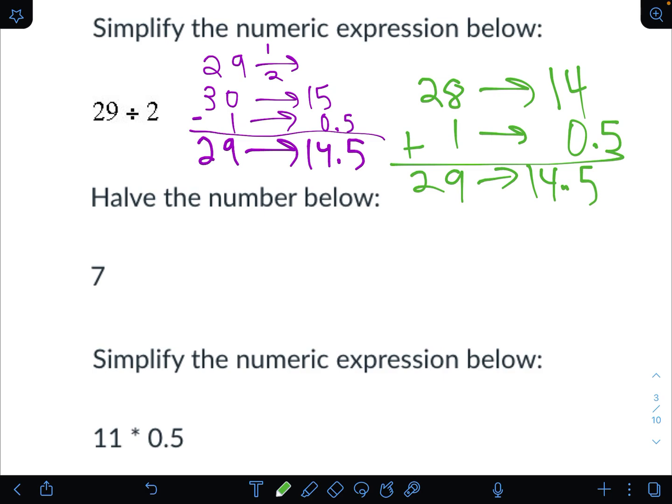Okay, let's look at another one. Let's look at half of 7. You may say, I don't know. But, oh wait, I probably can figure out what half of 6 is. Yes, okay. Half of 6 is 3. And 6 is just 1 away from 7.